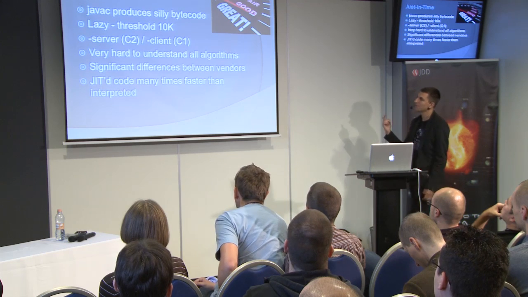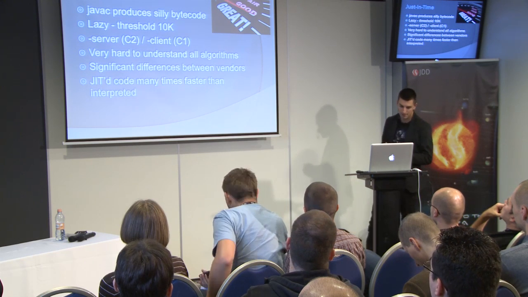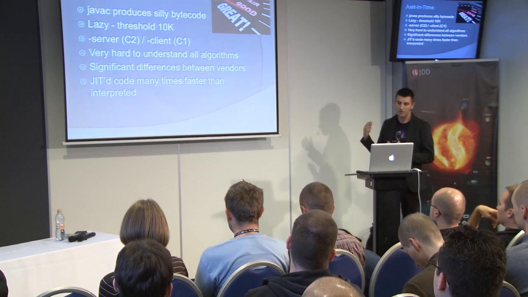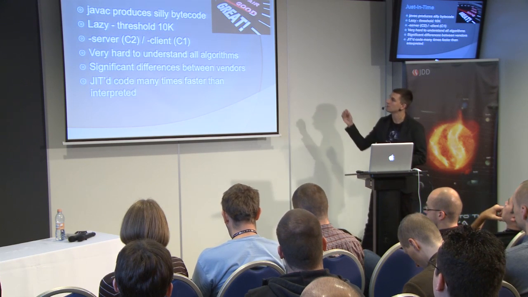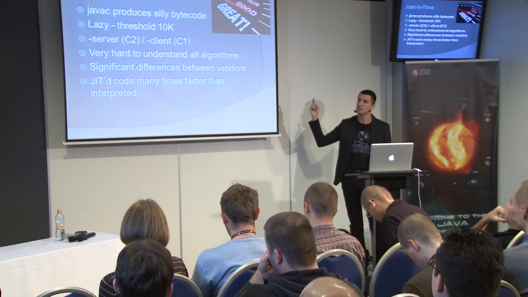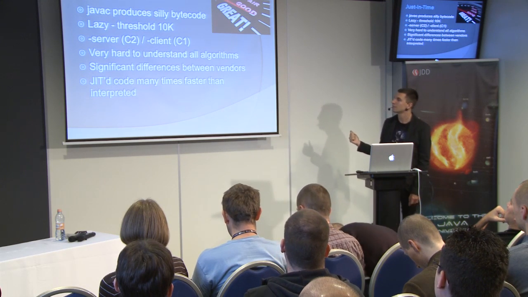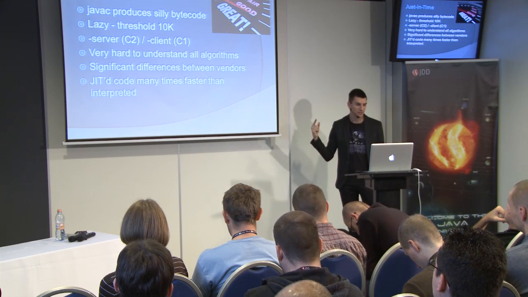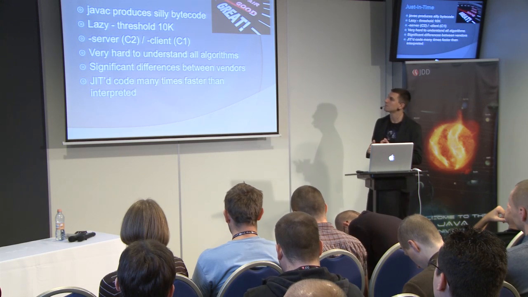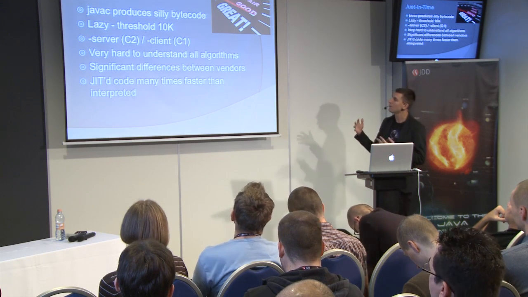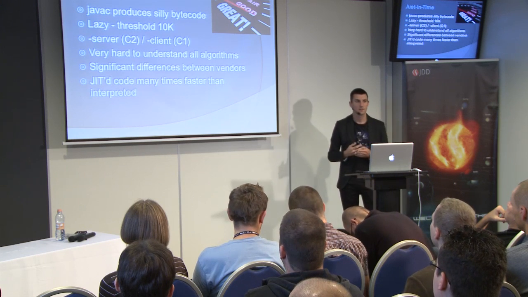JIT is very lazy. As I said, it starts to work only when the method gets hot. The threshold of 10,000 invocations is the standard on the server JVM. So we've got the minus server and minus client flags. Do you know what is the base function of these flags?